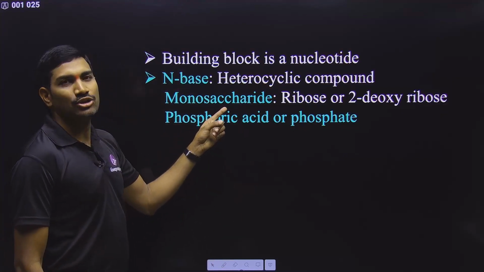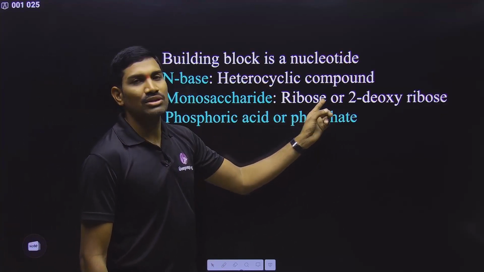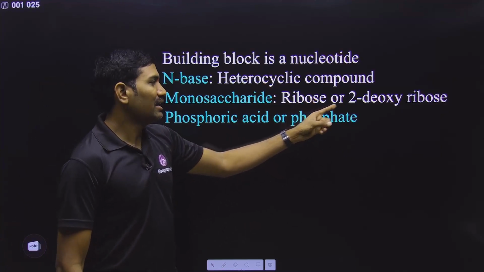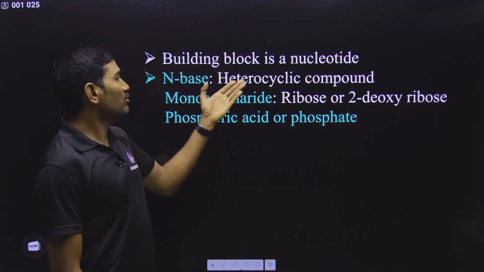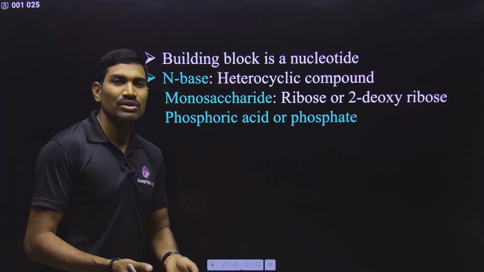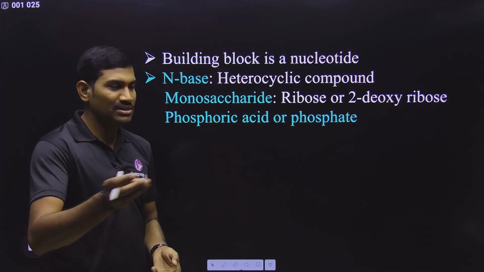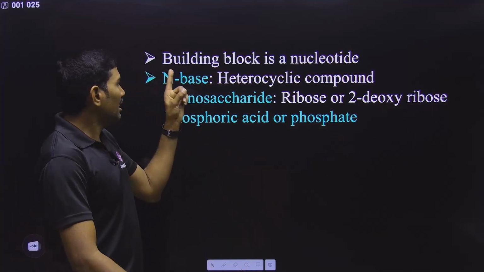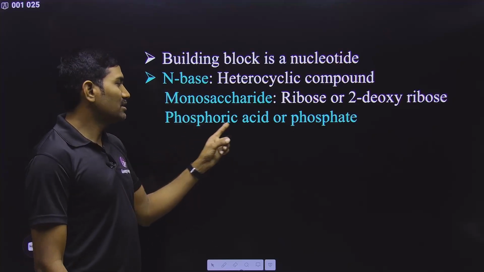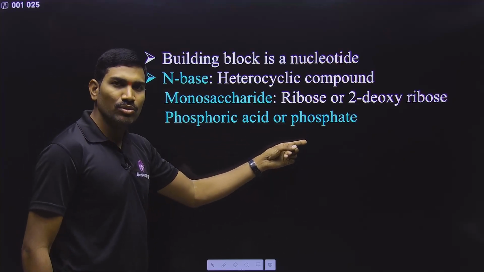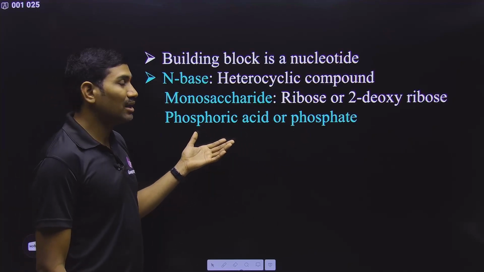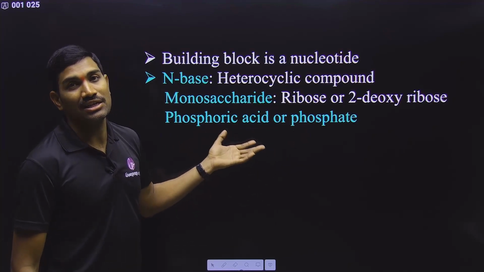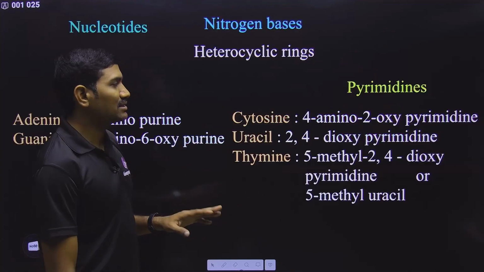Nitrogenous base and a sugar. What is that sugar? Ribose in the case of RNA, 2-deoxyribose in the case of DNA. Yes or no? And nitrogenous bases are heterocyclic compounds. They are of different types, purines and pyrimidines, right? Slowly we will study those. And along with the nitrogenous base and sugar, there is another one called the phosphate group, also called phosphoric acid, and more clearly it is called orthophosphoric acid.